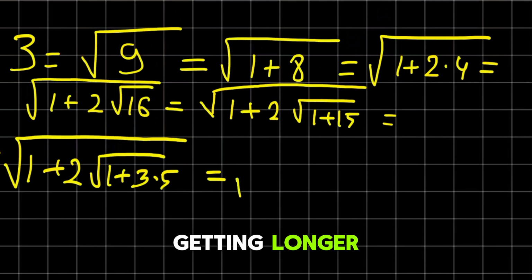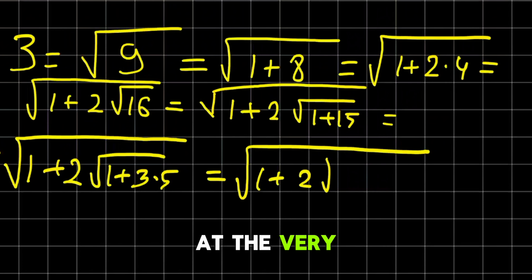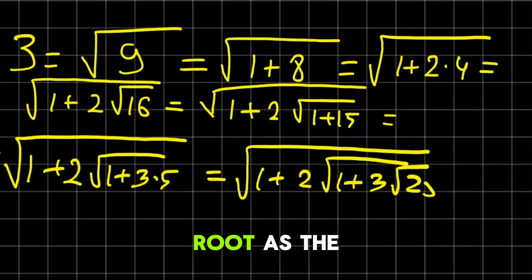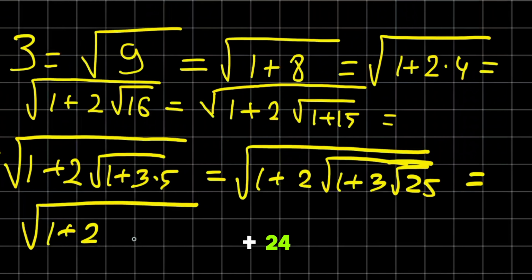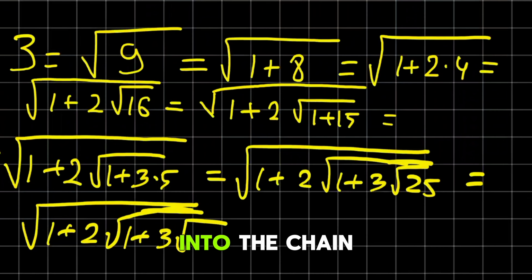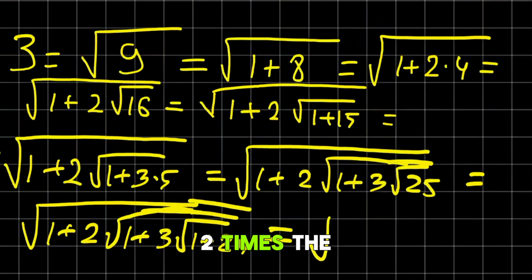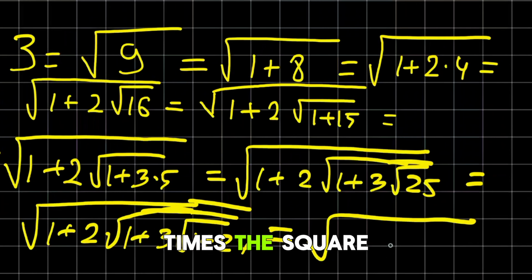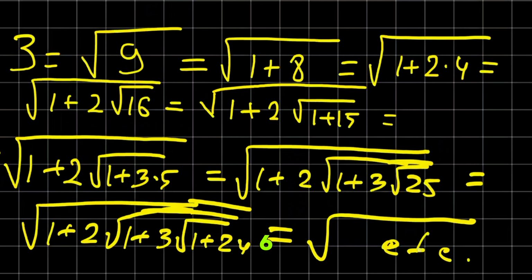Our chain is getting longer. Now let's transform the number 5 at the very end. We write 5 under a square root as the square root of 25. Then we split 25 into 1 plus 24. Next, we rewrite 24 as 4 multiplied by 6 and insert it back into the chain. As a result, we obtain the expression the square root of 1 plus 2 times the square root of 1 plus 3 times the square root of 1 plus 4 times 6 under the radical.